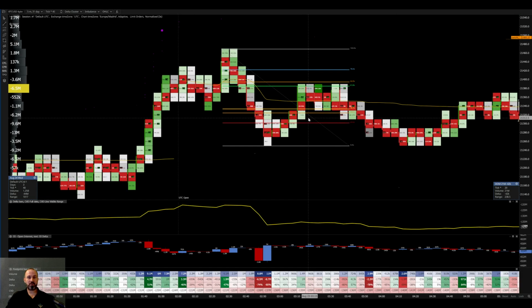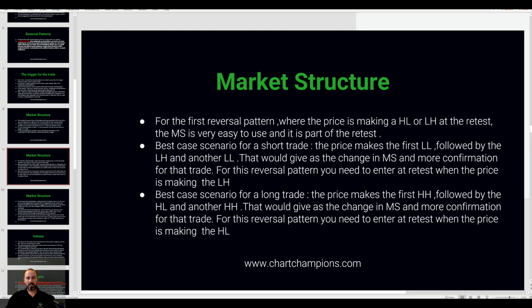This is a good example for the change in market structure. This is exactly what you want to see when you're looking for a trade. This would be a good entry, I mean the retracements to the CC, and also a safer entry. So please keep this information into consideration. So that would be for the first reversal pattern.